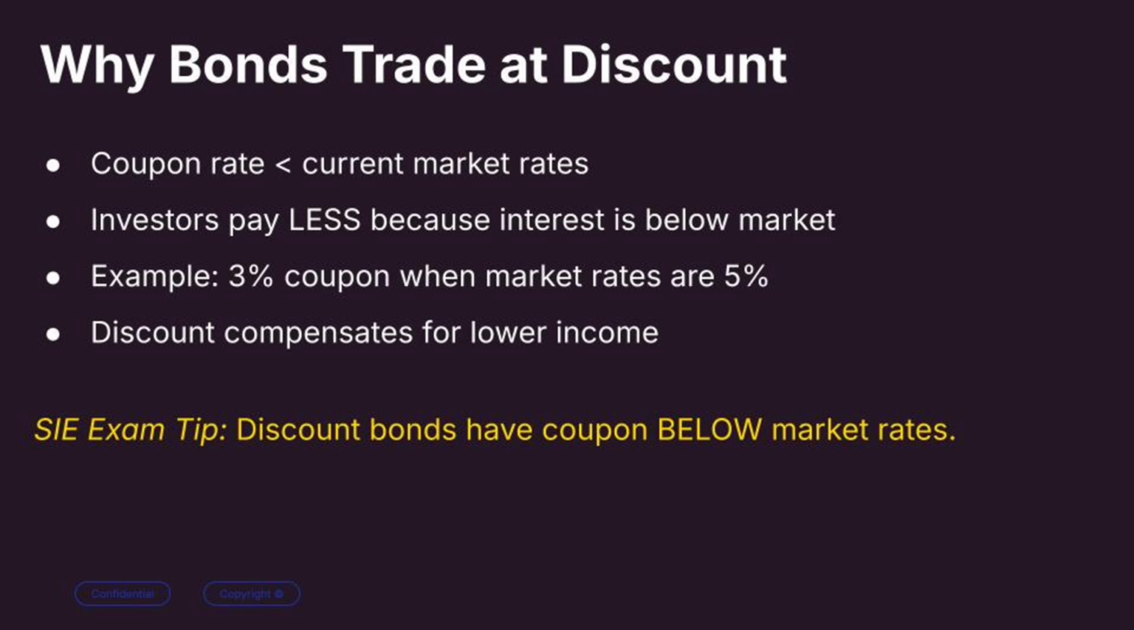The opposite happens when coupon rates fall below market rates. If your bond pays 3%, but new bonds pay 5%, your bond is less attractive. To sell it, you'd have to offer a discount. That lower price compensates buyers for accepting below-market interest. Remember, discount bonds have coupon rates below current market rates. Premium bonds have coupon rates above market rates.